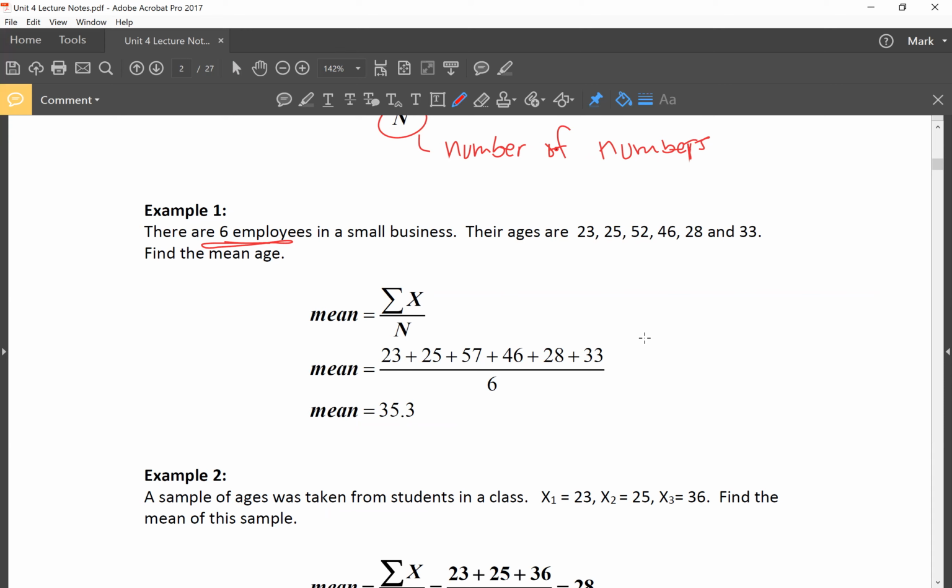Now, one thing I'll mention, a very common mistake that people make on their calculators is they add up all of these numbers and then divide by 6 without finishing the sum first. Be careful. Make sure if you're doing this on a calculator, you either use brackets or you calculate the top first.